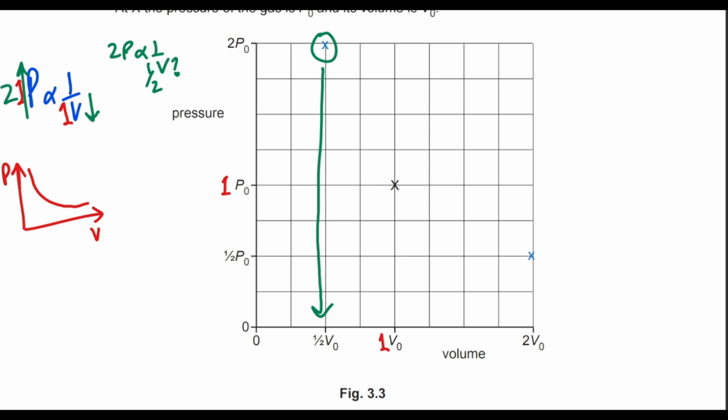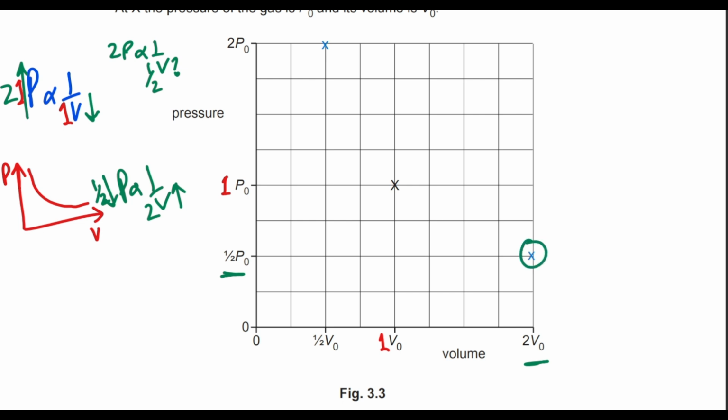Then we do the same thing for a new coordinate, which is over here. Now, when you decrease the pressure by half, or you reduce the pressure, the volume increases by the same amount. So if you're decreasing the pressure by half, the volume will double. So the new coordinate comes over here.